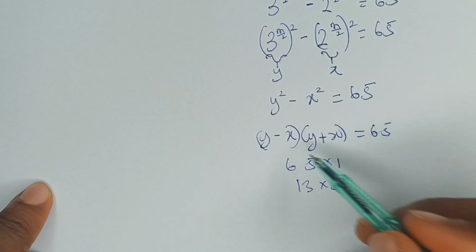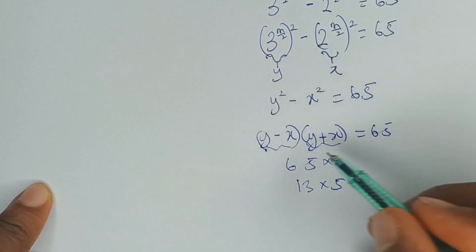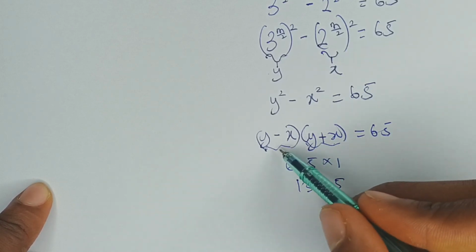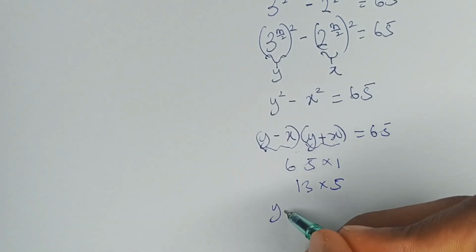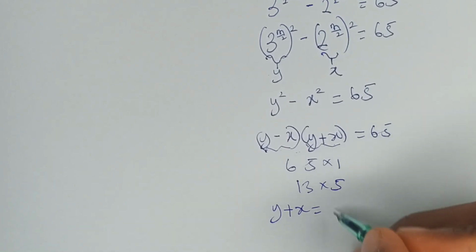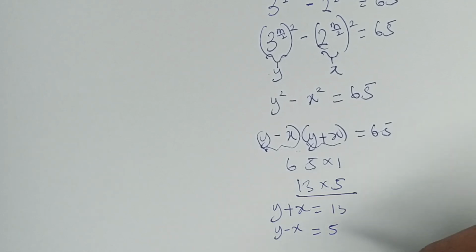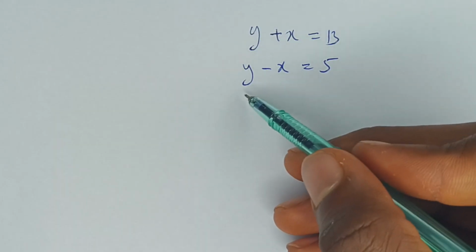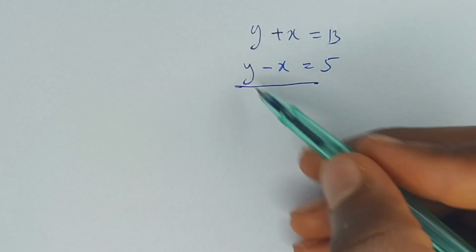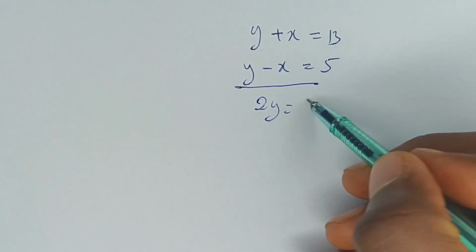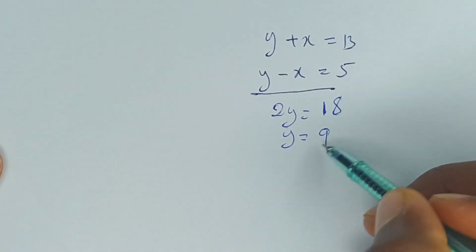If these are really integers, it means that the sum will be greater than the difference. So y plus x should be greater than y minus x. Hence, we are going to have that y plus x is equal to 13 and y minus x is equal to 5 for the first condition. Let's solve this. We can add these two equations up. x plus minus x is 0, y plus y is 2y, equal to 13 plus 5 which is 18, hence y is equal to 9.